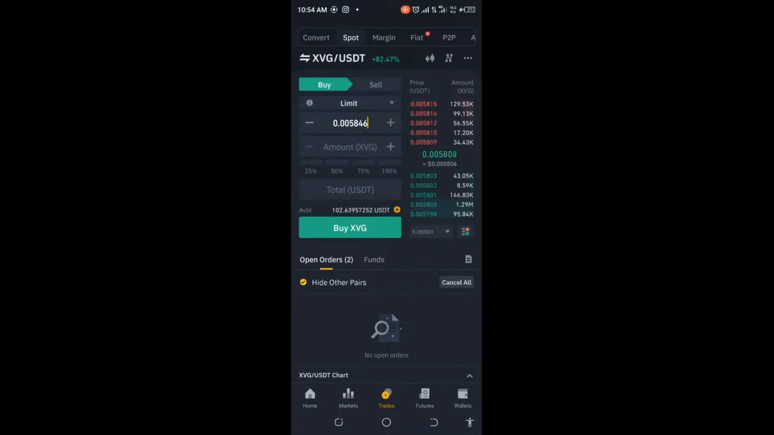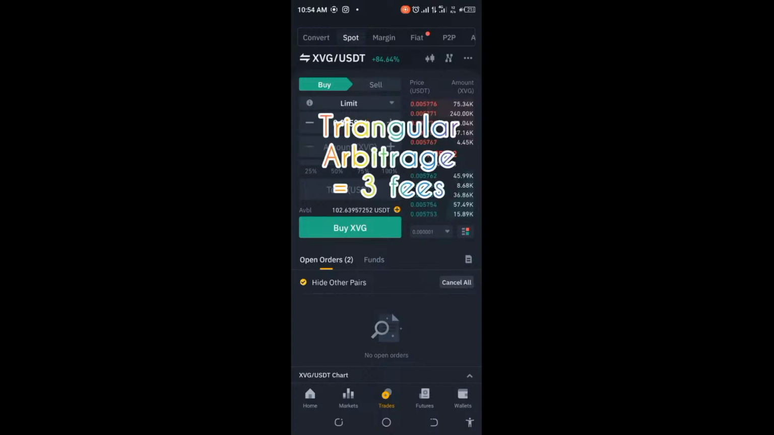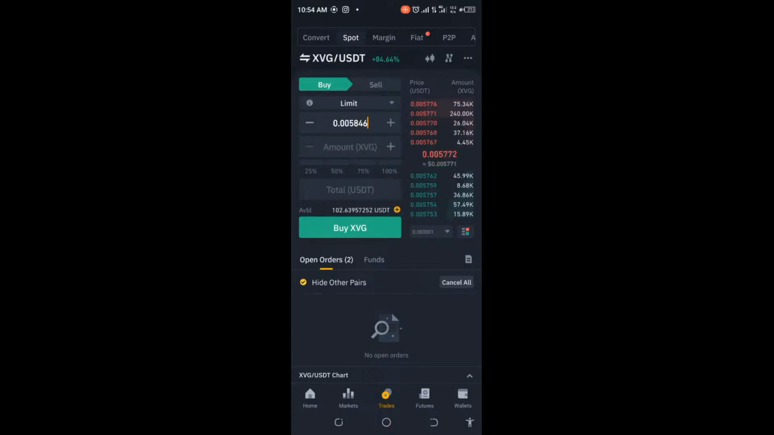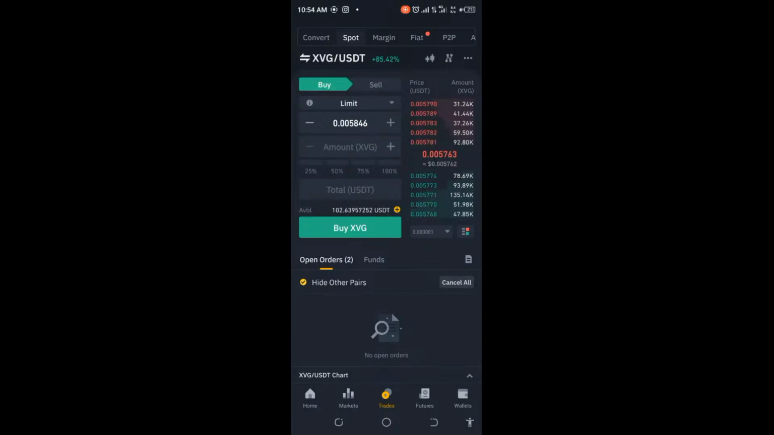And the good thing about it is that when you're doing spot trading, you only have 2 trading fees to pay. If you're doing triangular arbitrage, you've got 3 trading fees to pay. If you're doing inter-exchange arbitrage, you're going to have 2 trading fees to pay and 1 transfer fee. That means you're going to have 3 different sets of fees. So just look at it: in spot trading, you'd have 2 trading fees to pay, in triangular arbitrage, 3 trading fees, and in inter-exchange arbitrage, also 3 fees. So this is much, much cheaper to execute in terms of the fees that go into it.